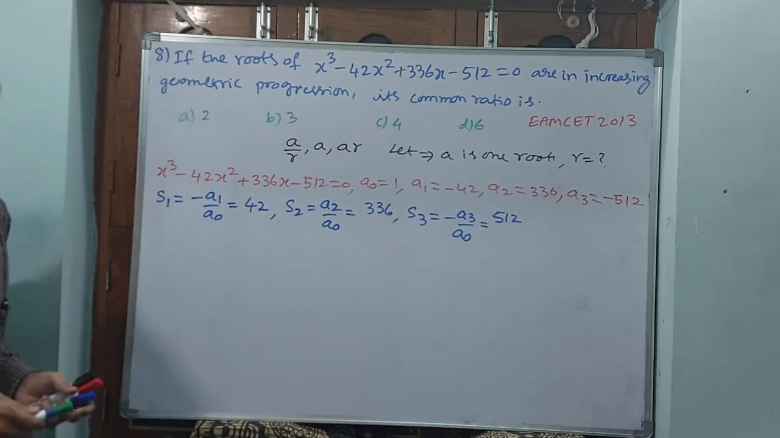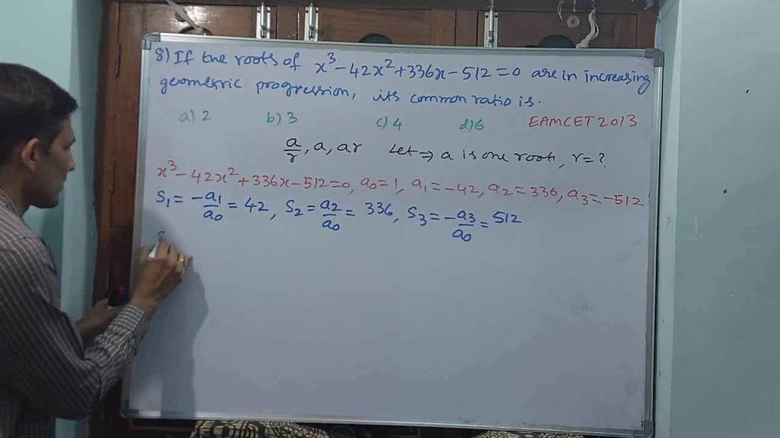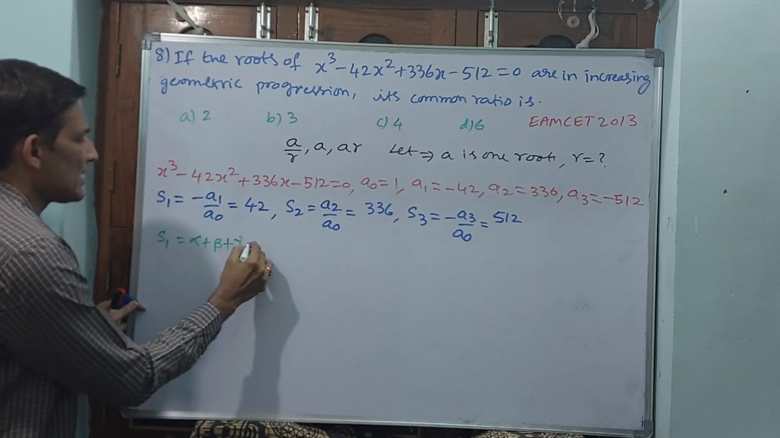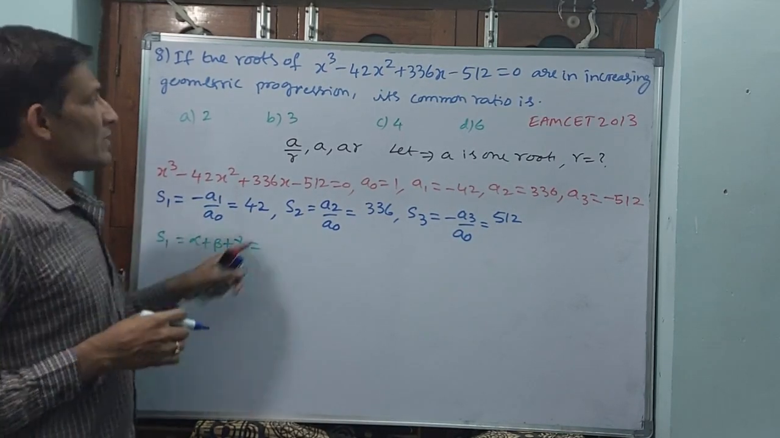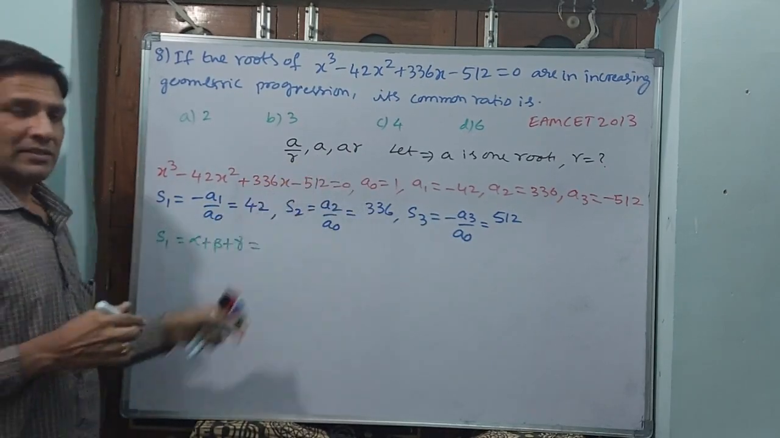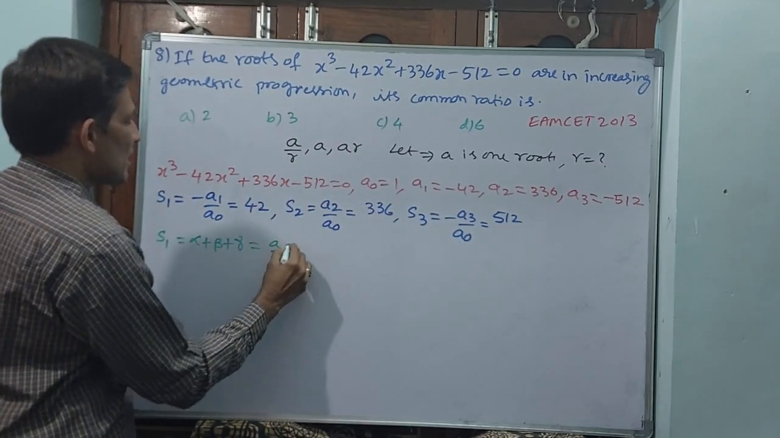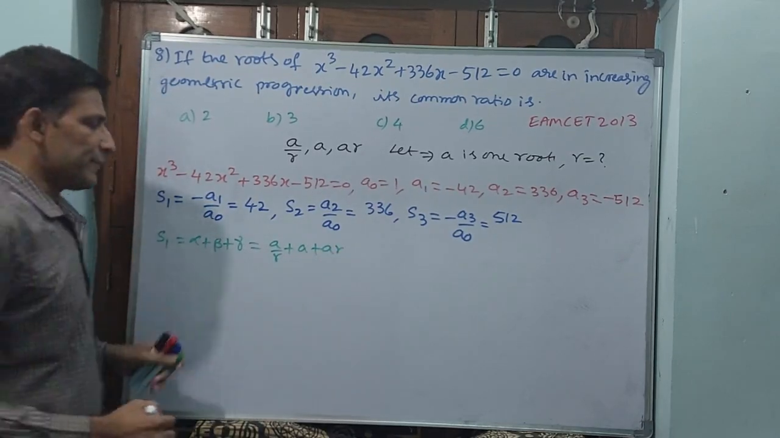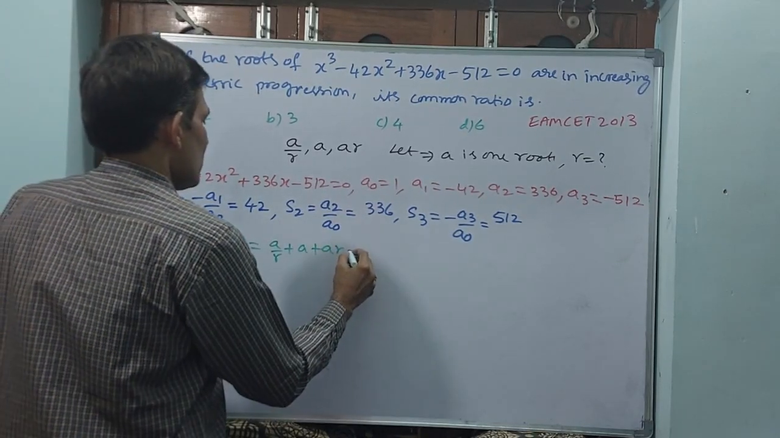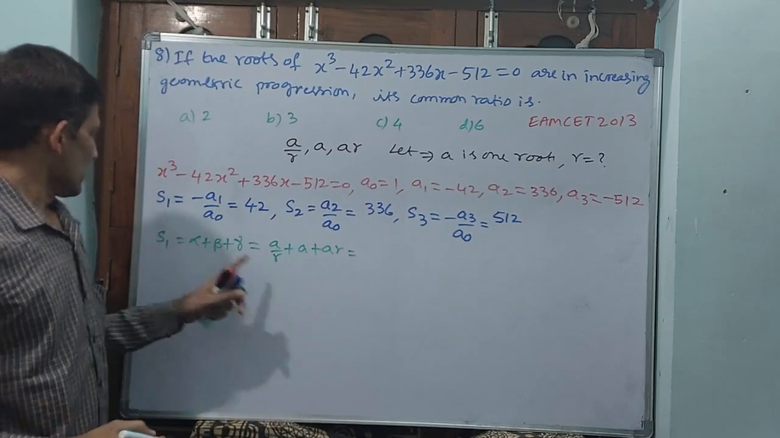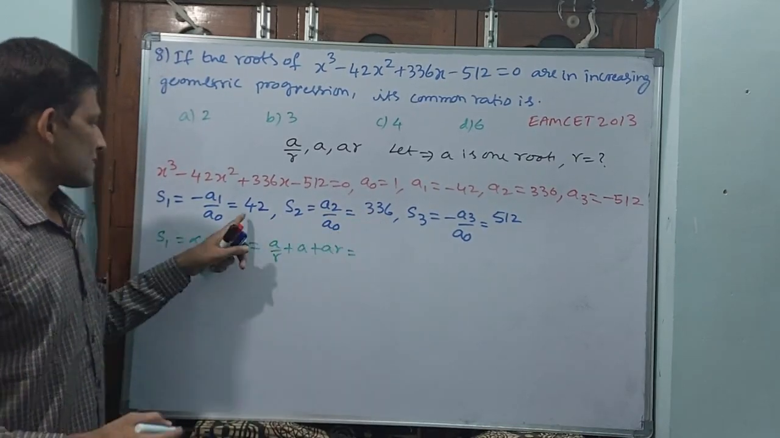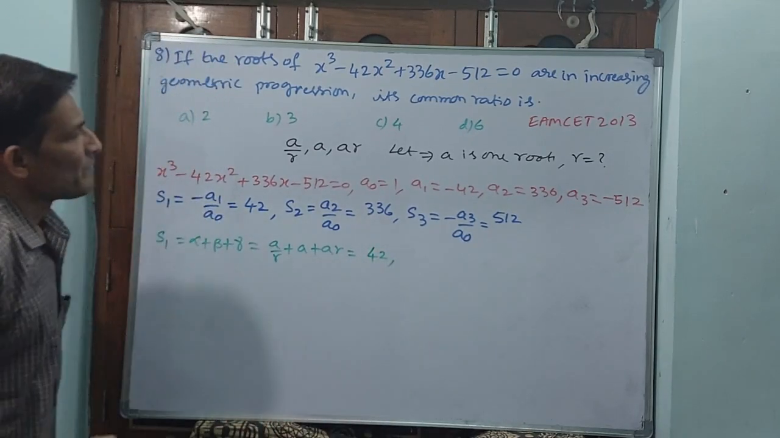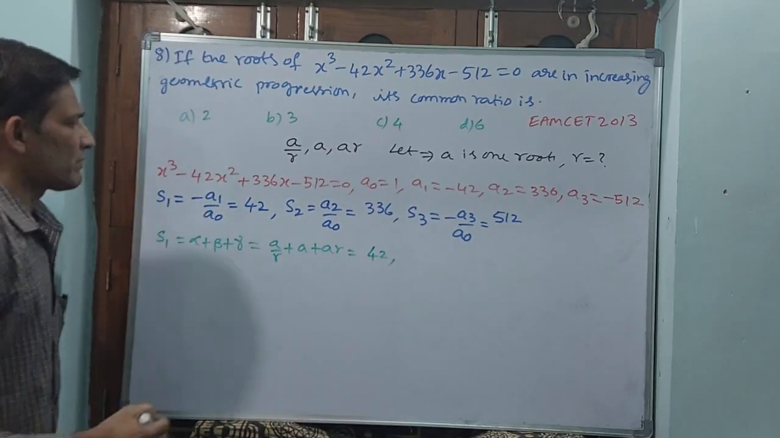Another formula: S1 is equal to alpha plus beta plus gamma. We have taken here A by R, that's all. Okay, write down. A by R plus A plus AR is equal to S1. How much has S1 come? S1 has come 42. Write down 42. Why? Because it is minus of minus 42.